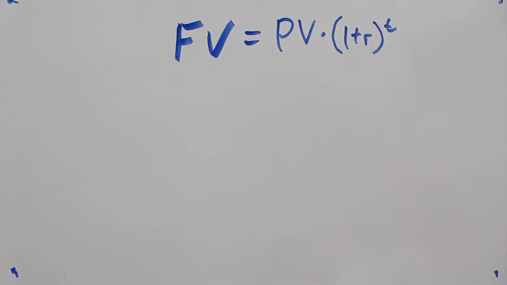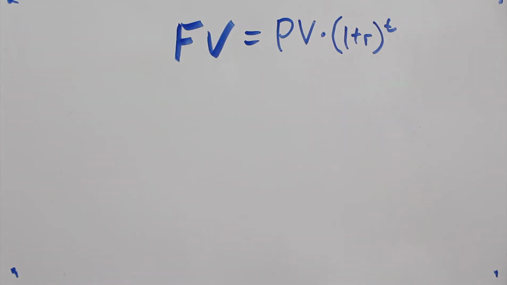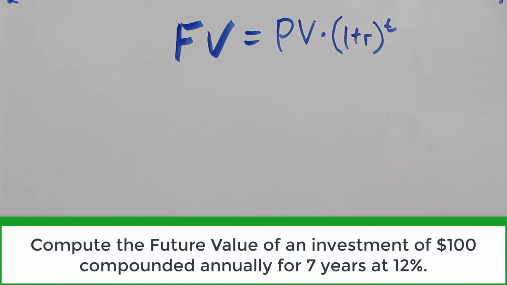And so for an example, one example we have, and I'll have the text show up kind of down here somewhere so you can read it while I say it: compute the future value of an investment of $100 compounded annually for 7 years at 12%.